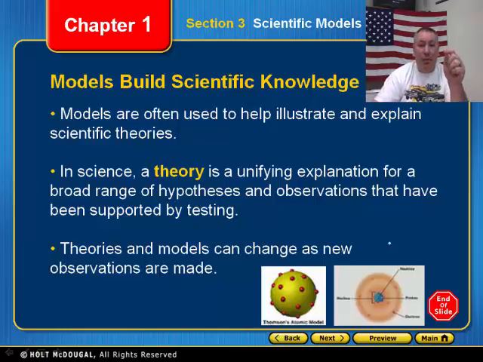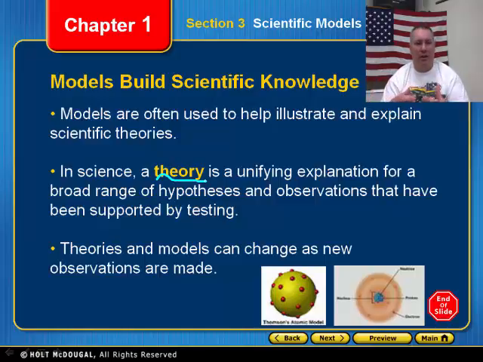All right, that is an important key here, that they do help us build scientific knowledge, because it helps us explain and illustrate scientific theories. We're able to understand when we look at things, oh, okay, so we see how that works. Here's an example. First off, a theory is a unifying explanation for a broad range of hypotheses and observations that have been supported by testing. Theories and models can change as new observations are made. Notice, a theory can be changed, okay? Just like the Big Bang theory can be changed.